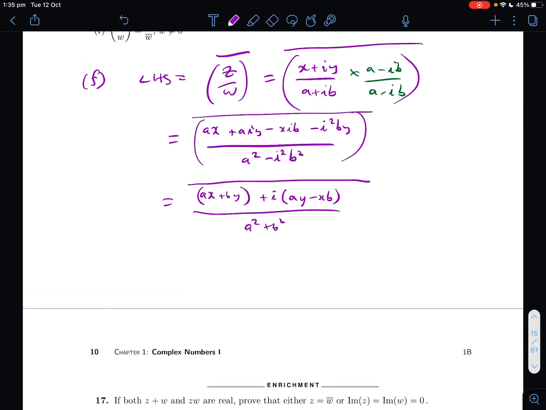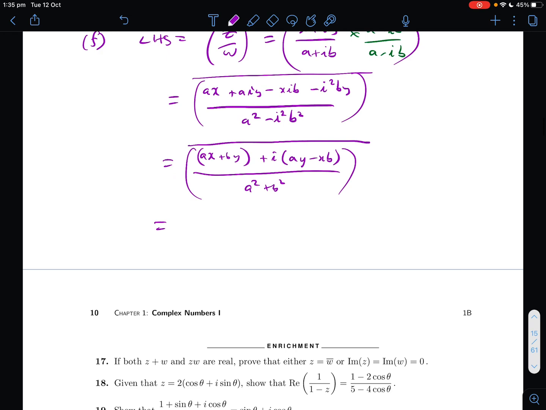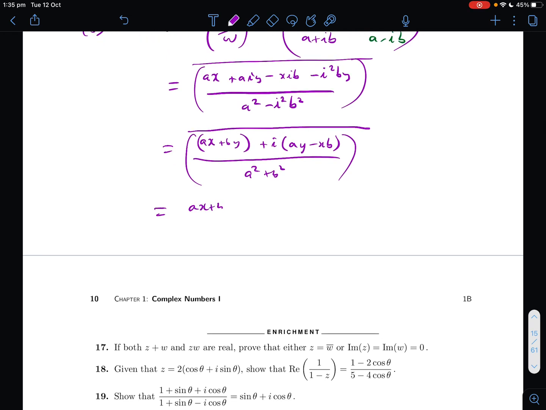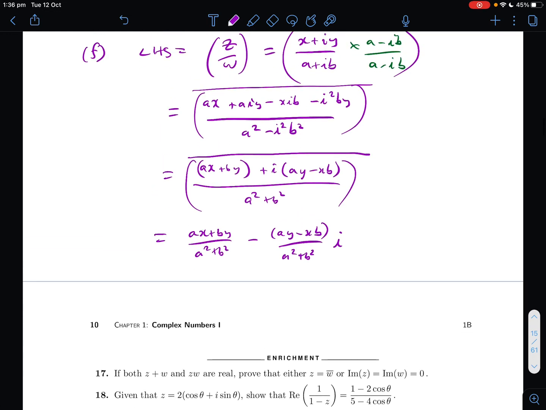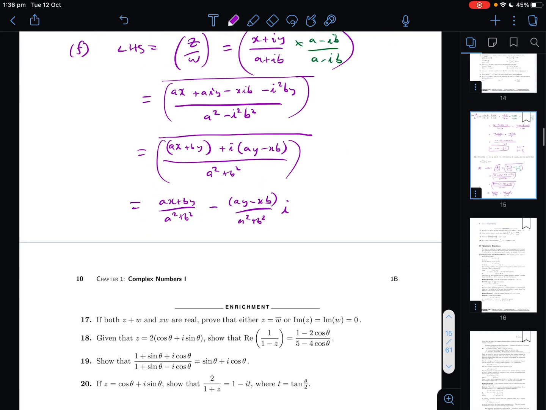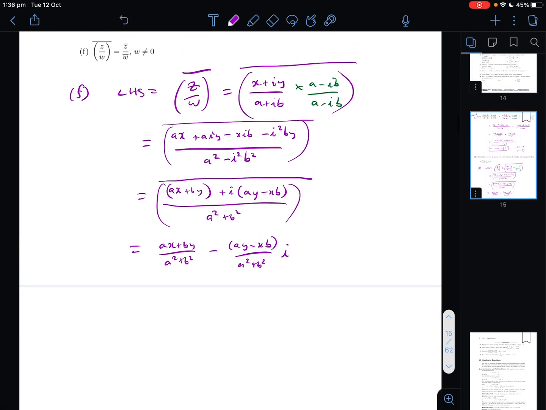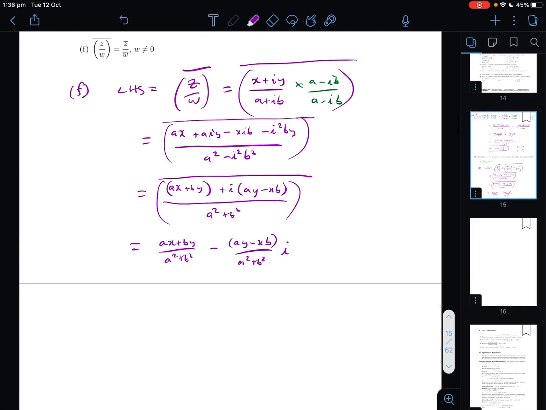Conjugate of that. How do you find the conjugate of that? Well, the real part is ax plus by over a squared plus b squared, and the imaginary part is plus this, yeah? So the conjugate is going to be minus ay minus xb over a squared plus b squared, all times i. And then I can write another line there to flip the numerator, but we don't really need to, because now we're interested in the right-hand side.